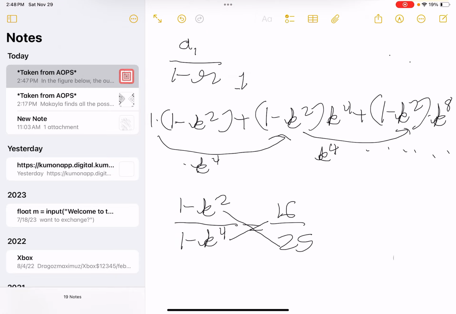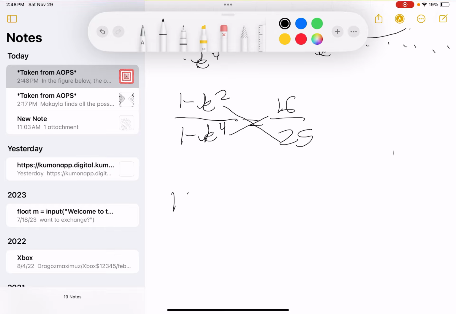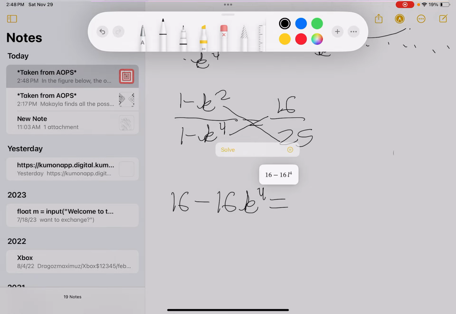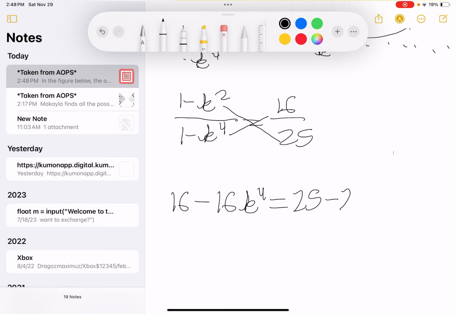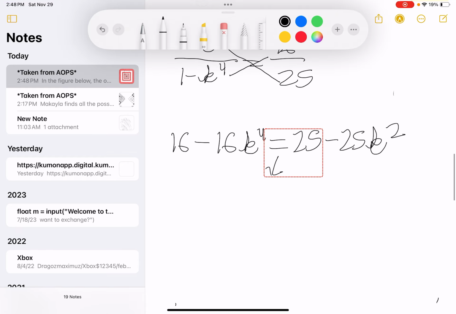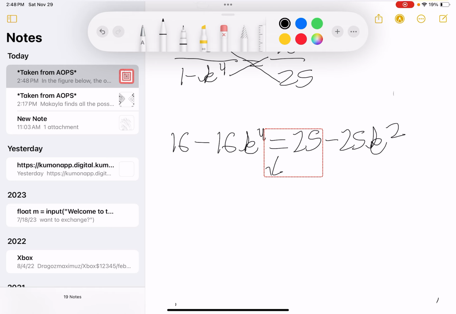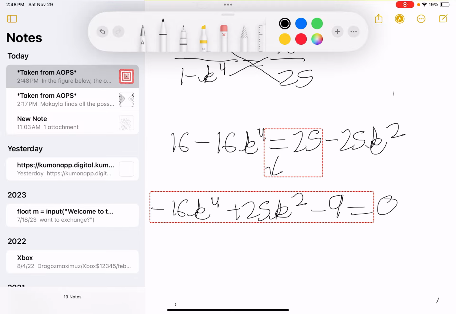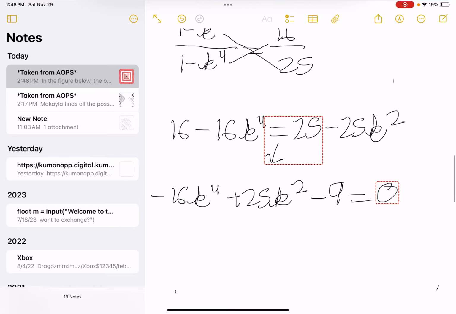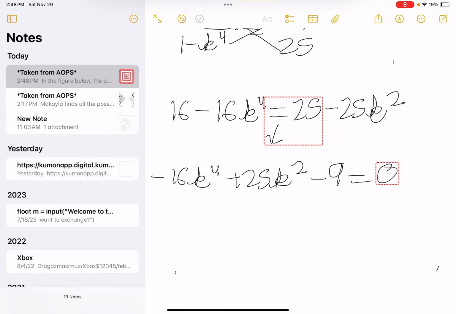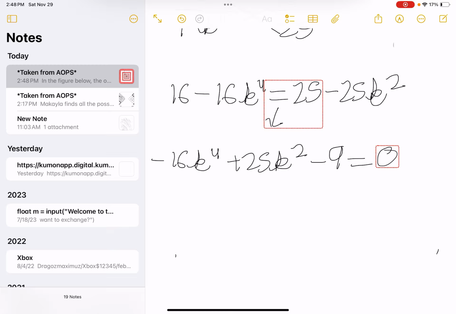So once we cross multiply, you get 16 minus 16k to the fourth is equal to 25 minus 25k squared, right? Now we want to move it to one side to express it as a trinomial quartic. So we will have minus 16k to the fourth plus 25k squared minus 9 is equal to 0. Okay, so now we have this. And from here, you may ask, how are we going to solve it if we have a k to the fourth and k to the second?